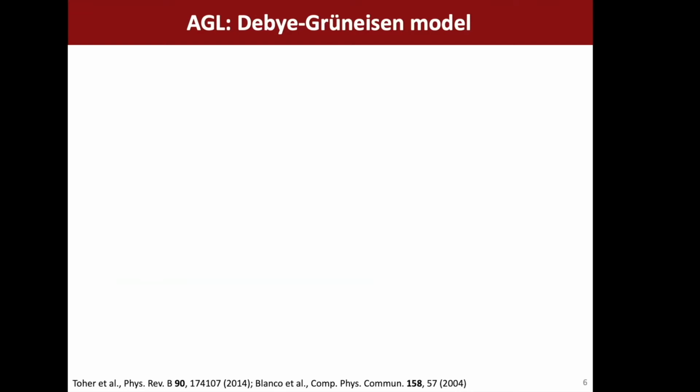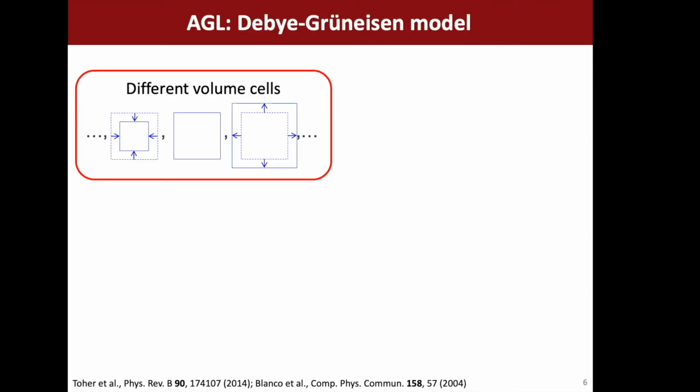There are different ways you can do this. Dr. Esters tomorrow and Dr. Smolyanyuk will be talking more about how you directly calculate the phonon dispersion, both in the harmonic and the quasi-harmonic approximations. But here we're going to do the very simplest approximation that we've implemented in AFLOW, which is a Debye-Grüneisen model. In this case, we start from different volume unit cells.